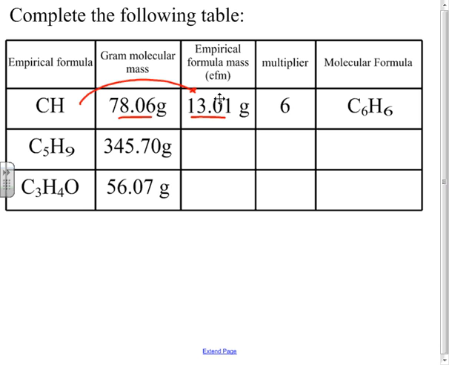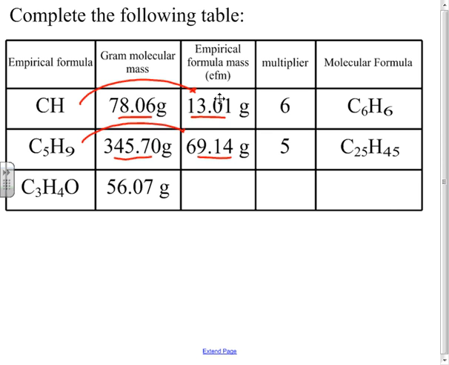Next one. Again, determine the empirical formula mass: add 5 carbons, 9 hydrogens from the periodic table, we get 69.14. Then we take the gram molecular mass, divide it by the empirical formula mass to see how many times greater the mass of the actual compound is compared to the empirical formula mass. Turns out to be 5 times greater, so we're going to multiply C5H9 by 5, and that is going to give us C25H45.